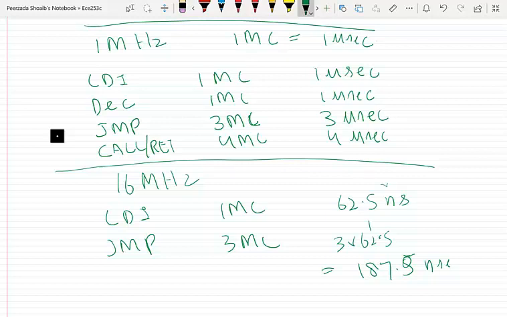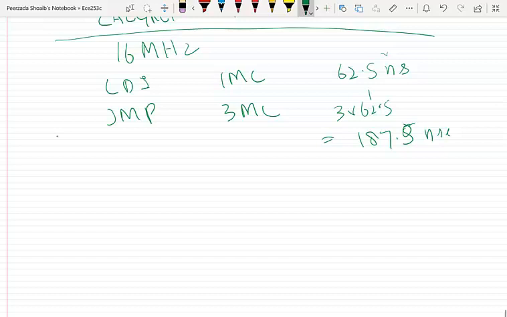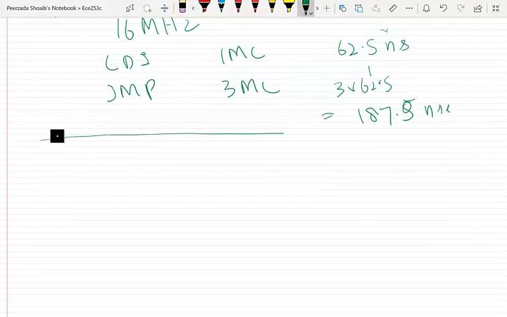So whenever you calculate the time delay or the time taken by each instruction to execute, you should know the frequency of the crystal oscillator connected to that microcontroller, and also the number of machine cycles taken by each instruction to execute. Coming back to the exact time delay calculations of a delay subroutine.